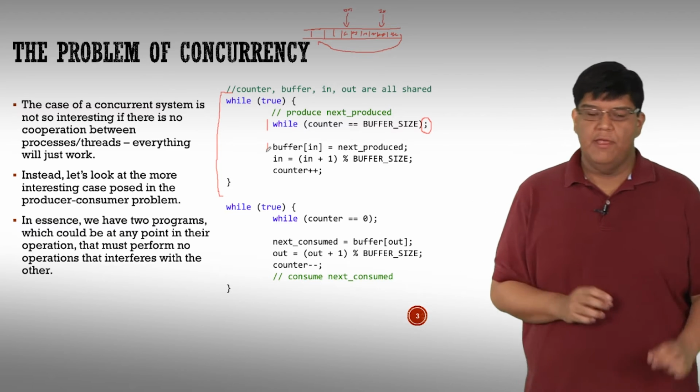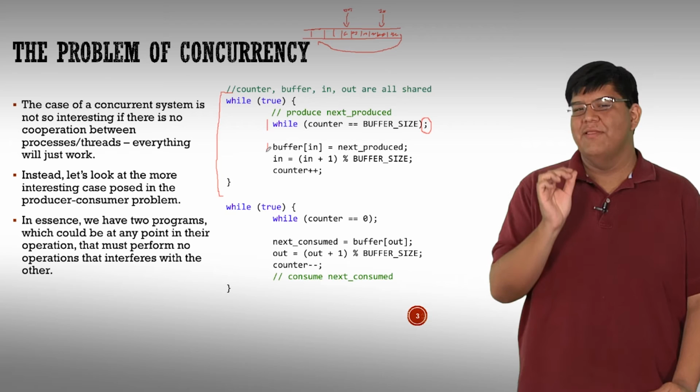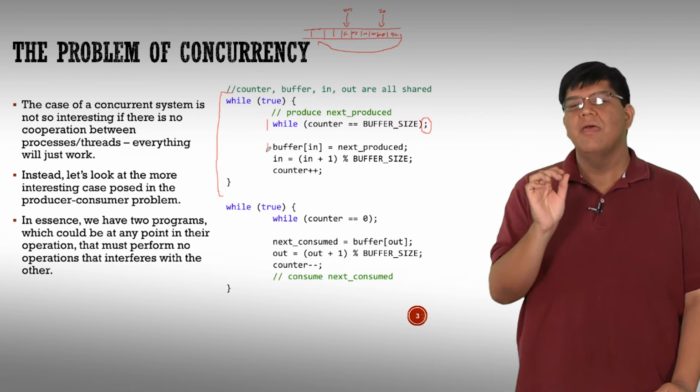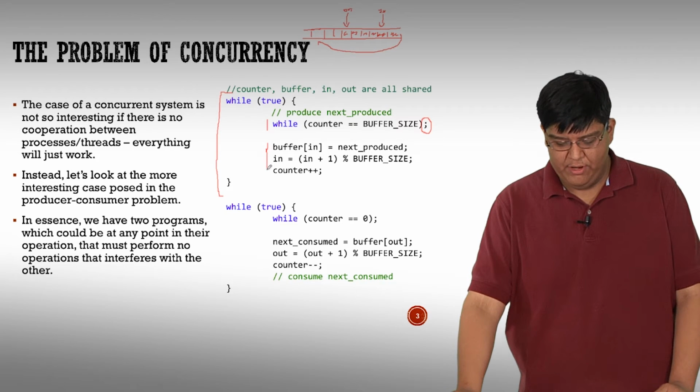And at the end, we have counter plus plus. So counter increases by 1. I'm looking at the camera a little bit weird because this is going to be the line that gives us trouble. The rest of the lines are pretty good, but this counter plus plus, a little bit of trouble later on. So that's this code here.